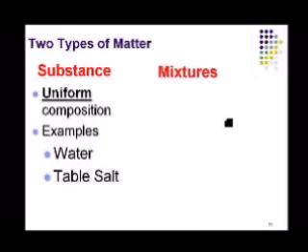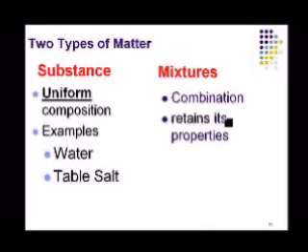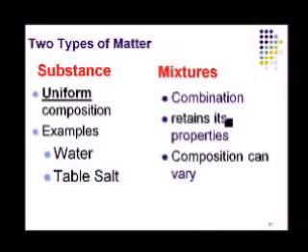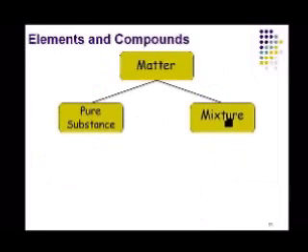Mixtures, on the other hand, are a combination of substances. They're made up of 2 or more things mixed together. Each substance retains its individual properties. The composition of mixtures can vary. And there are different types. There are 2 major types of mixtures. We'll talk more about mixtures in a little bit.